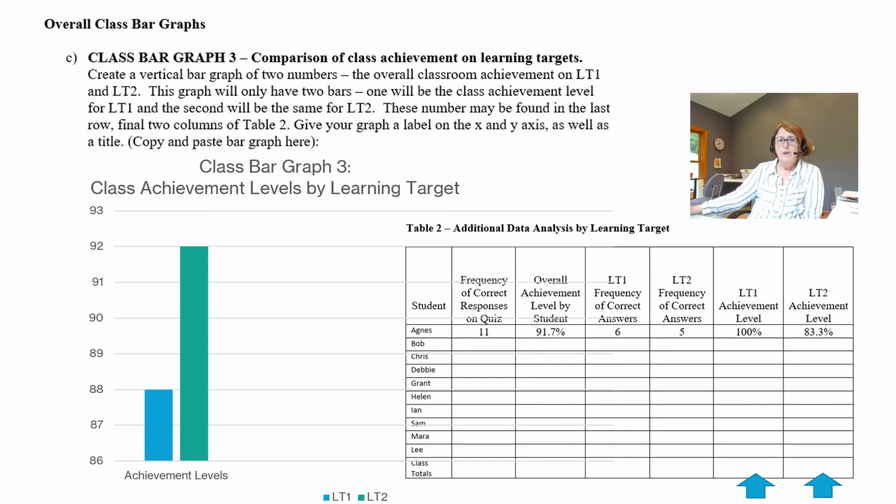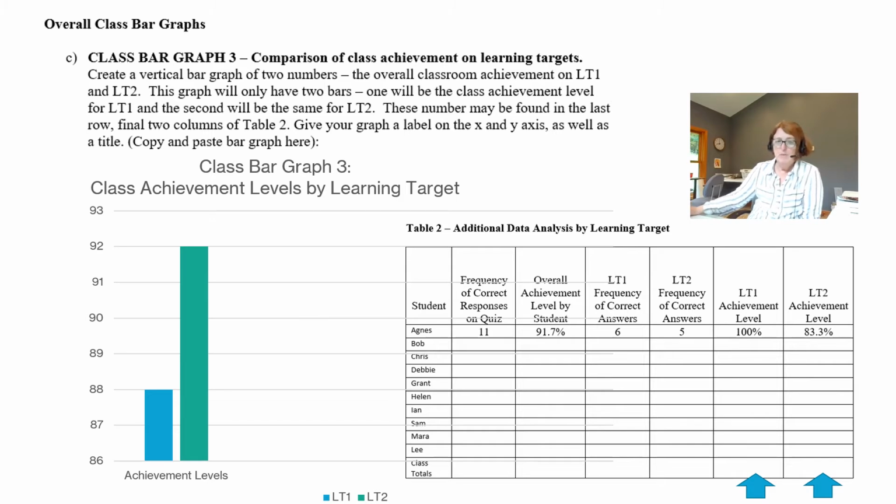The third graph is called class bar graph 3, a comparison of class achievement on learning targets. So this is a little different. This is not by student, and these numbers haven't been given to you. They're just numbers I made up here for the purposes of this demonstration. But you should have calculated those numbers in part 1, and this would be the bottom row, class totals, the final 2 columns. So if you imagine that the class got an 88% overall correct on learning target 1, and the class got overall a 92% correct on learning target 2.